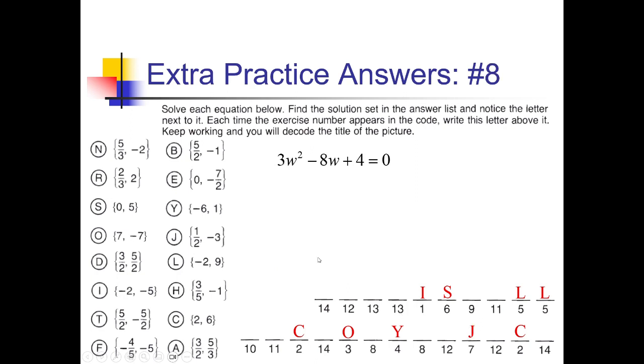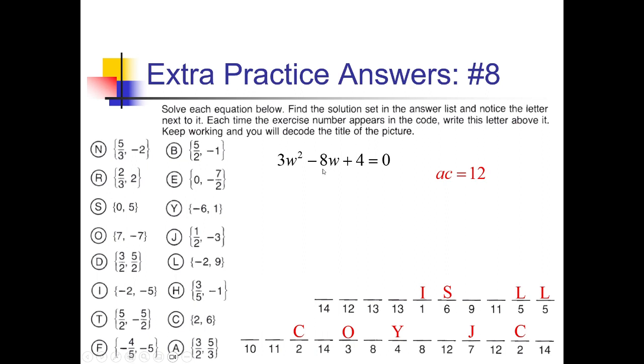Alright, here's number 8. I'm looking to take a common factor out of here. It doesn't look like I'm going to be able to. 3, 8, and 4, nothing happening there. So AC method it is. 3 times 4 gives me the AC value of 12. So I need factors of 12 now that add up to negative 8.